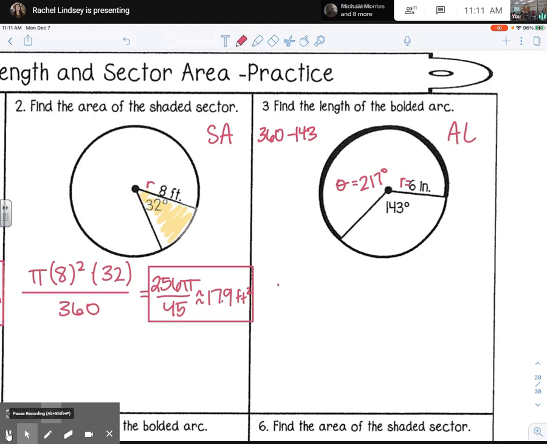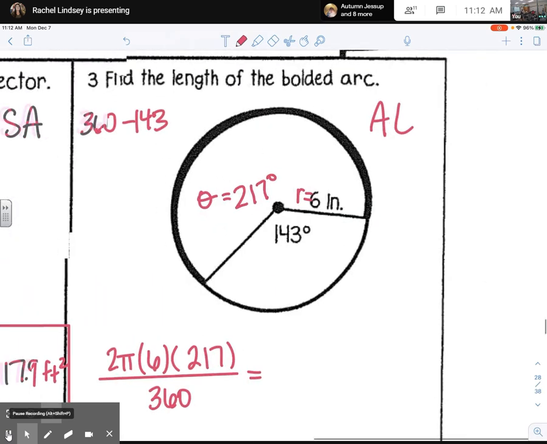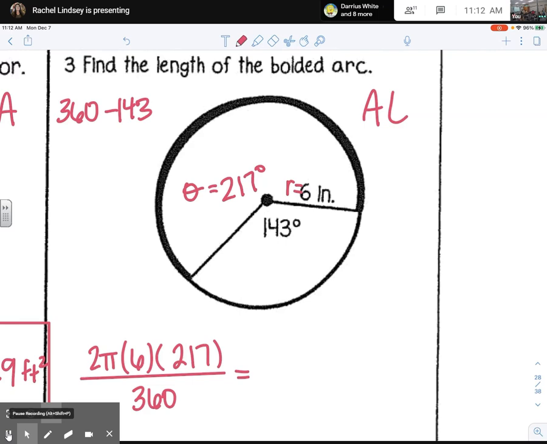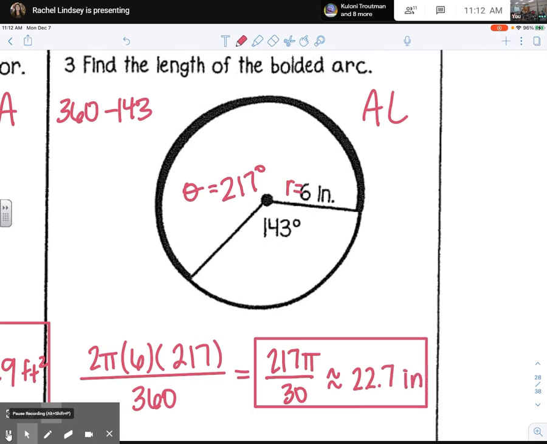So I'll use 2 pi times my radius times my angle over 360. 217 pi over 30. Is that right? This isn't too bad, is it? Just gotta know those two things and plug it in.